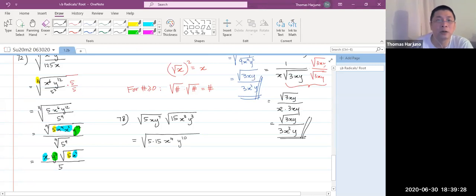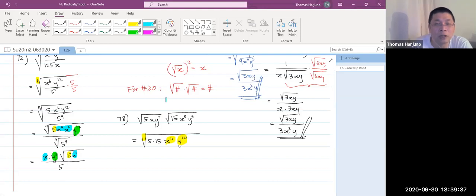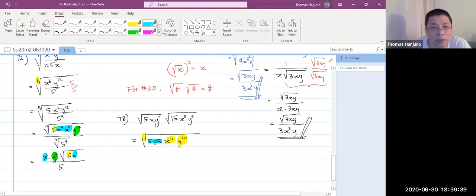Right? Now, this guy here is a perfect square, we have square root, right? This one is also fine. So later on, they will come out nicely. Our issue is with this 5 times 15. Now notice that I can rewrite that as the square root of 5 times 5 times 3, x to the 4th, y to the 10th.